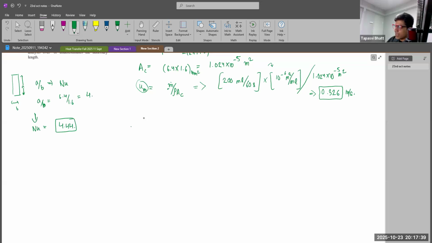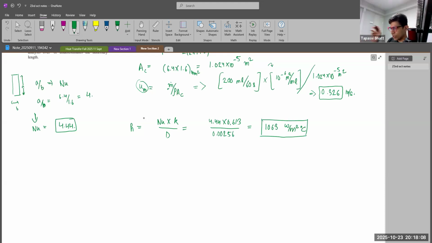Now from this, we calculate H. H is Nusselt number times K over D, right? Which is 4.44 times 0.613 over D, which is 0.00256. The value which I've got is 1063 watt per meter square degree Celsius or Kelvin. This is the heat transfer coefficient for this problem. Now, once we have the heat transfer coefficient, how do we proceed?